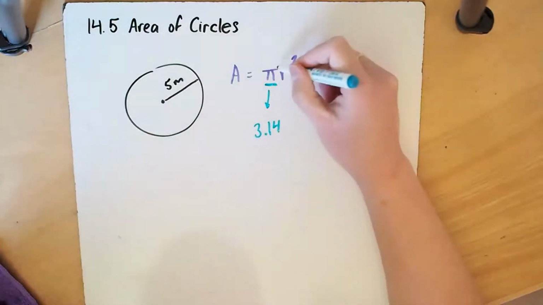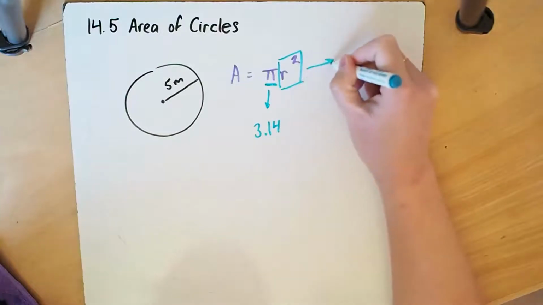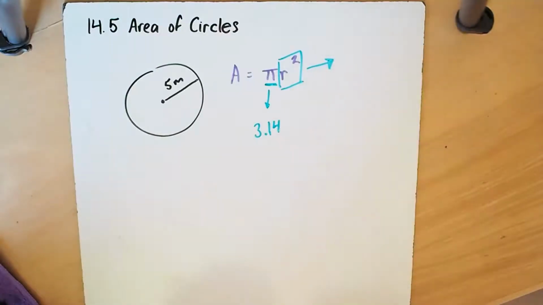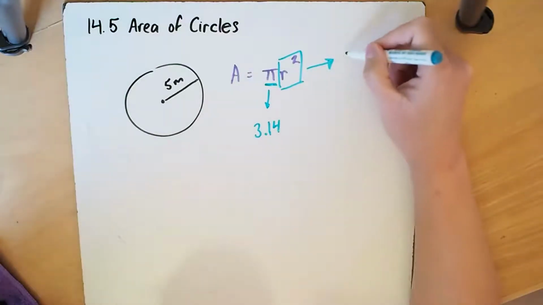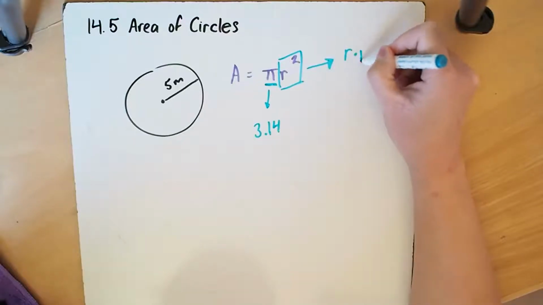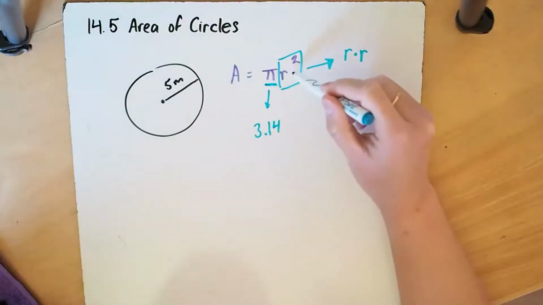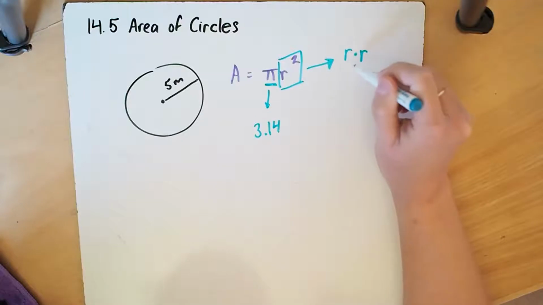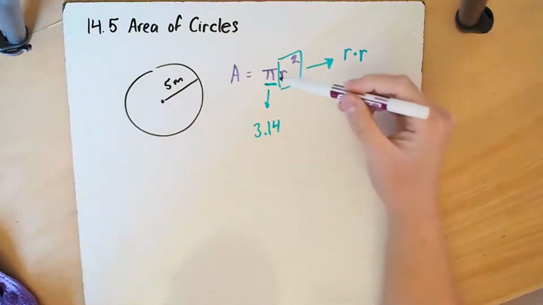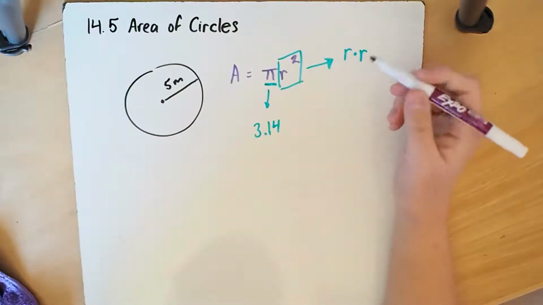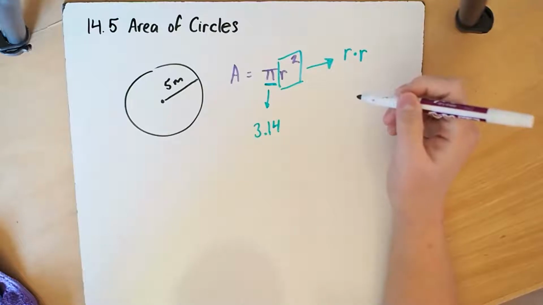R squared, we need to remember, is not the same thing as 2 times r. When we see r squared, we should be thinking r times r. The squared means it multiplies itself 2 times. So the formula we're using, pi times r squared, is what we're going to use for the area of all circles.